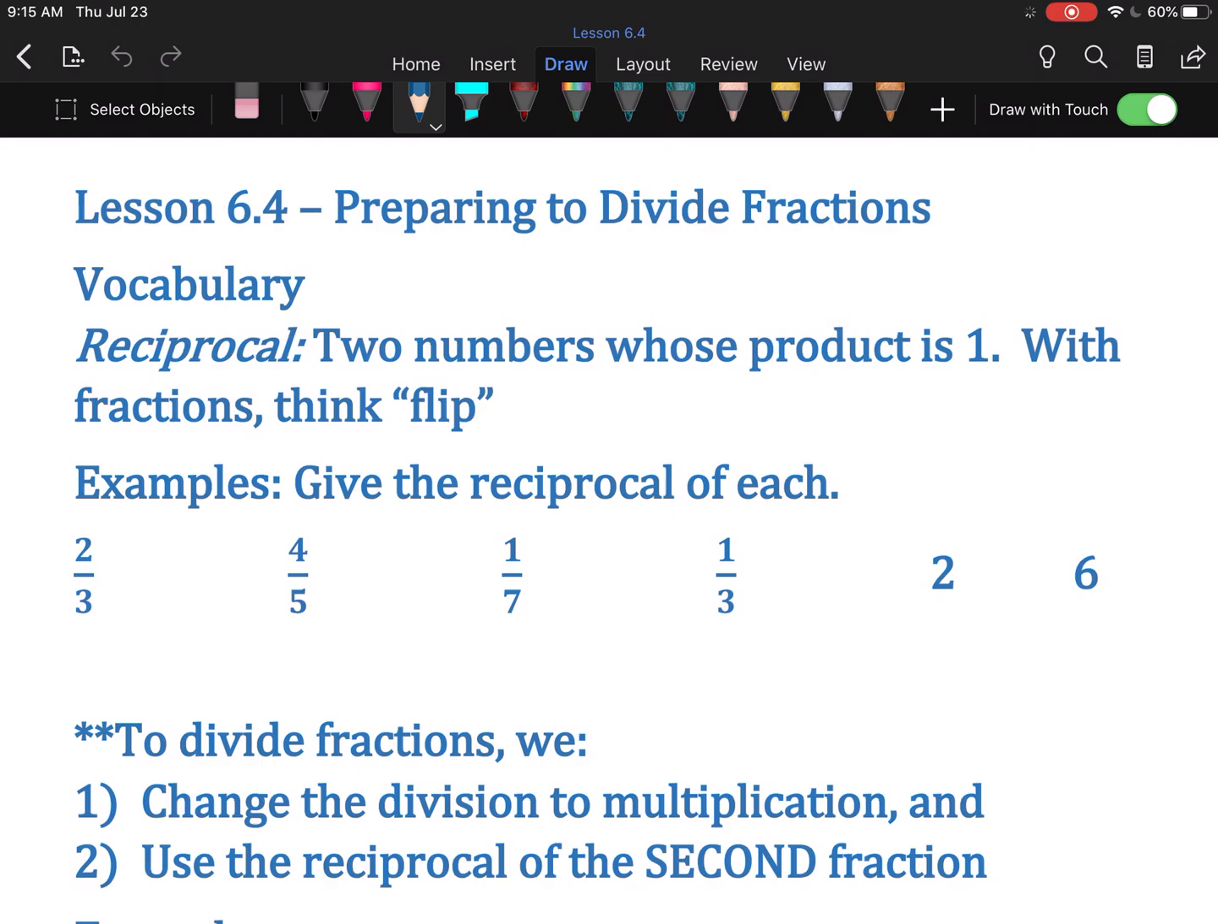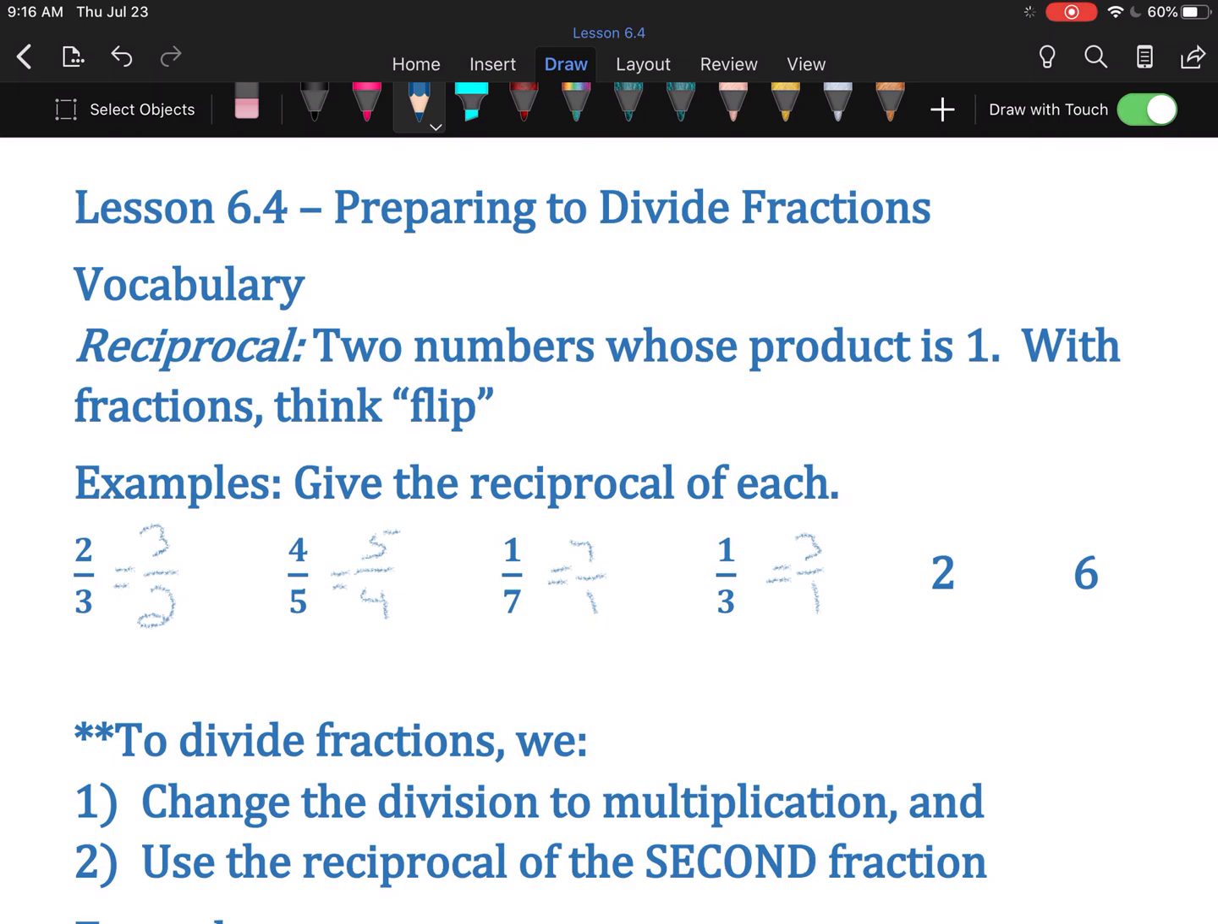So, vocabulary word here is reciprocal. And it's defined as two numbers whose product is 1, which is more than we need. We just want to think about a reciprocal as being the flip of a fraction. The reciprocal of 2/3 is 3/2. The reciprocal of 4/5 is 5/4. 1/7 becomes 7/1. 1/3 becomes 3/1. And yes, we would normally say that's 7 and 3, but you'll understand why I'm leaving it over 1 when we get to the actual use of this.